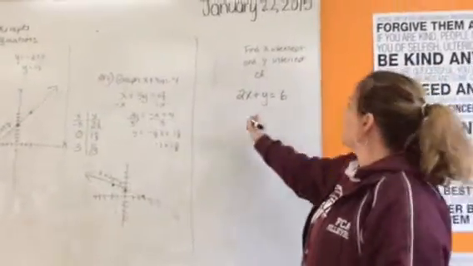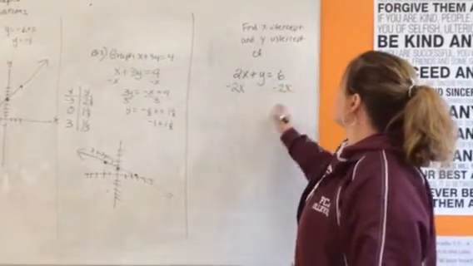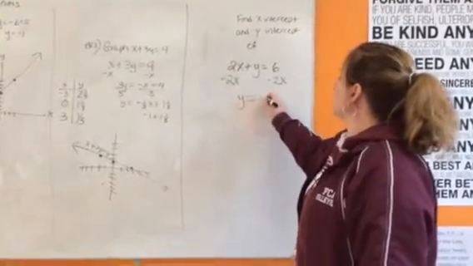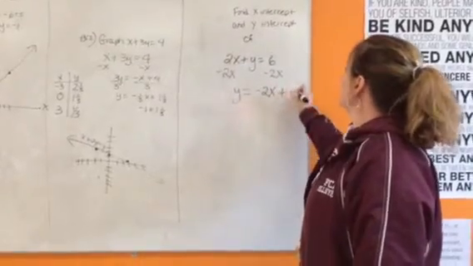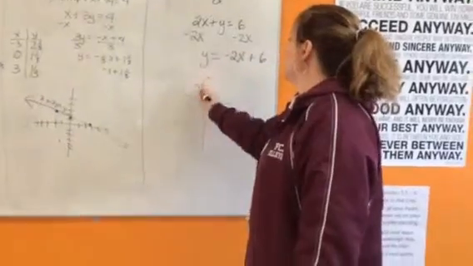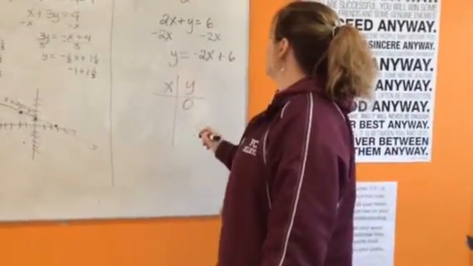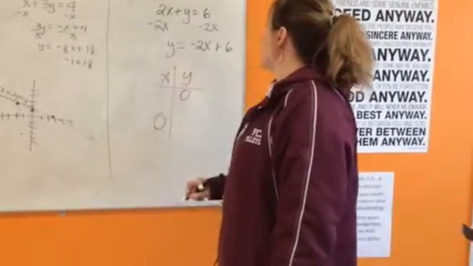Okay, the last thing it says, find the x-intercept and the y-intercept of this equation. Always get it into your y equals first. So I'm going to subtract the x, and I'm going to get y equals, always put your x part first, y equals -2x plus 6. So all I have to do to find the x-intercept is put 0 for y, and all I have to do to find the y-intercept is put 0 for x.